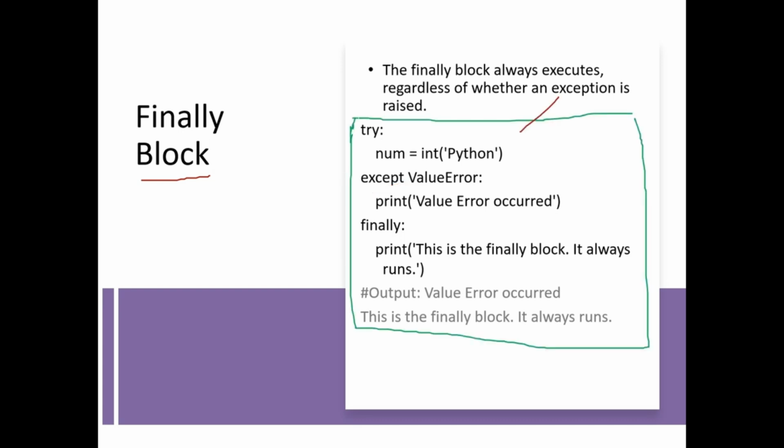If we execute this code, we get the result value error occurred, and also this finally block will get executed, printing this is finally block, it always runs. The finally block can be used with or without this except block. If no exceptions are expected to be caught, you can use try and finally without except.